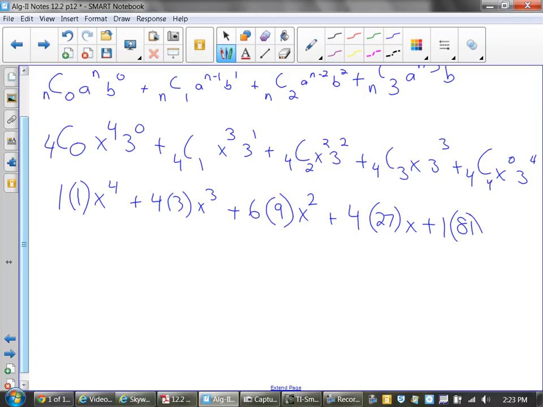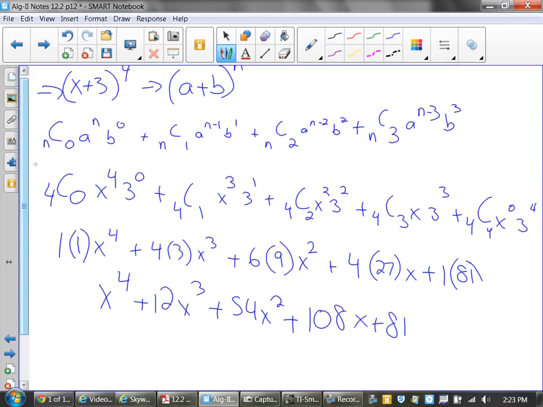All this is doing, guys, is allowing you to get the coefficients together with your degrees of your exponents as you're working your way down. You wind up with x to the 4th plus 12x cubed plus 54x squared plus 108x plus 81. If I would have FOILed out x plus 3 to the 4th power, I would have eventually gotten to x to the 4th plus 12x cubed plus 54x squared plus 108x plus 81.